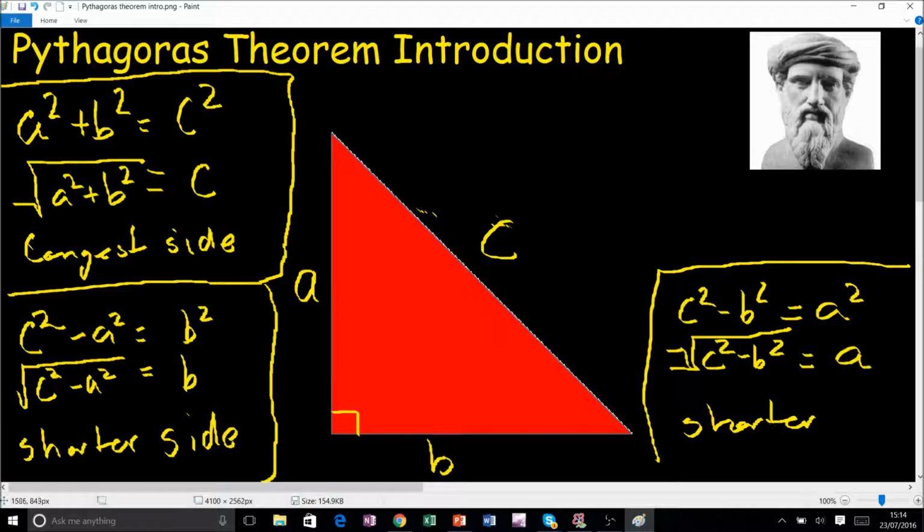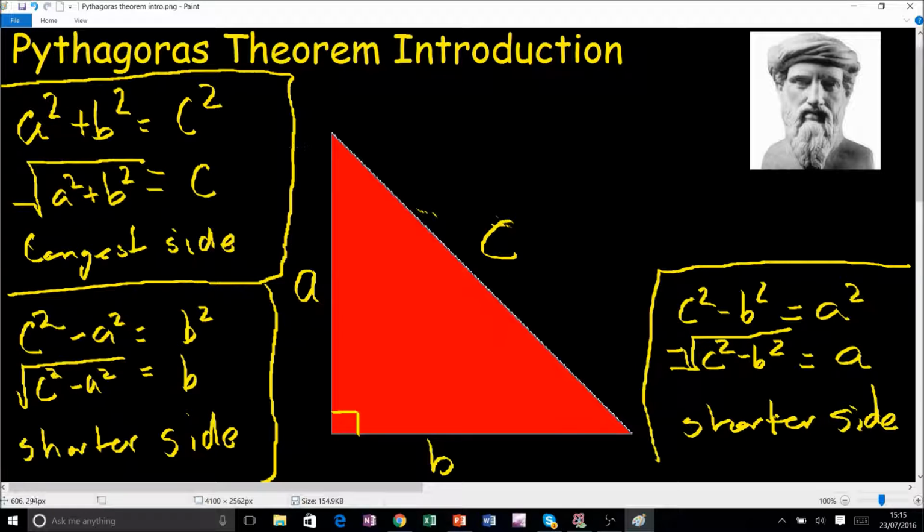But it doesn't really matter too much. All you need to know is that when calculating the shorter side, you're going to be doing the longer side squared take away whichever short side you have. But remember, to find the longest side, you square the two short sides, add them together, and that will give you the long side squared, and then you have to square root that.